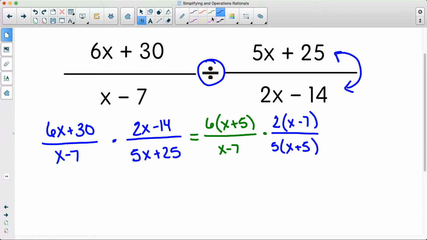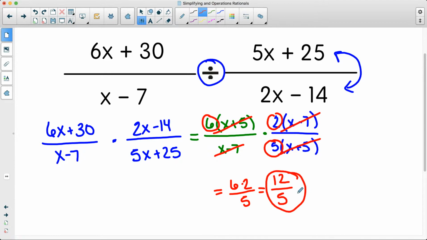And from here, you can start to see the things that are going to cancel each other out. So in the numerator, I have x plus 5 over x plus 5. In the numerator, I've got x minus 7, and the same thing in the denominator. So what do we have left here? In the numerator, I have 6 times 2, and in the denominator, I just have this 5. So let's simplify. 6 times 2 is 12 over 5. That doesn't reduce. That's your final answer. So go ahead and pause the video, try the remaining examples, and then start it back up to check your answers.